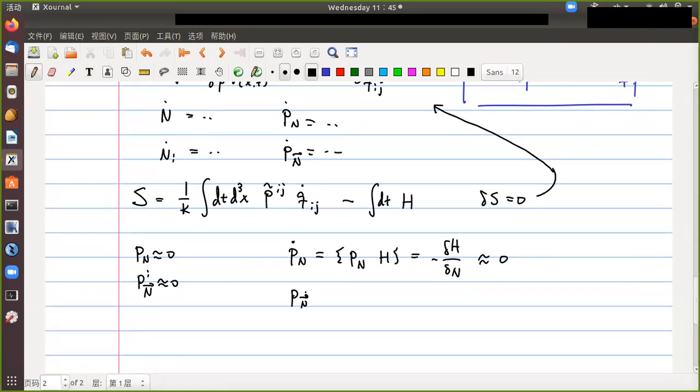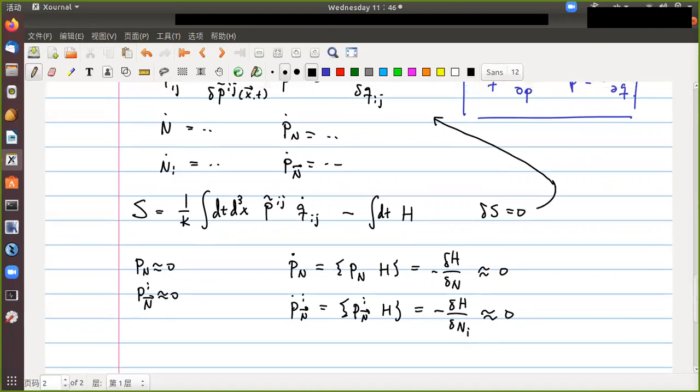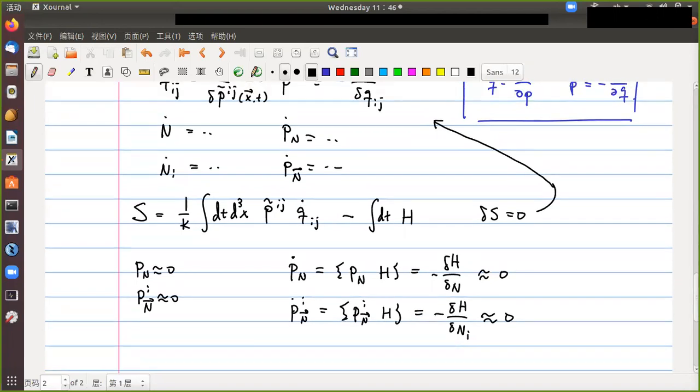And Pn vector i dot is the Poisson bracket with the Hamiltonian, and this equals minus n delta ni. This has to be equal to 0 as well. Therefore, we get Pn dot and Pni dot equal to 0, and they are also constraints. They are constraints derived from the consistency of the primary constraints. So these are primary constraints, and these are called secondary constraints.